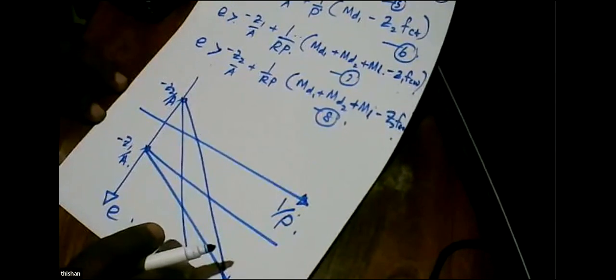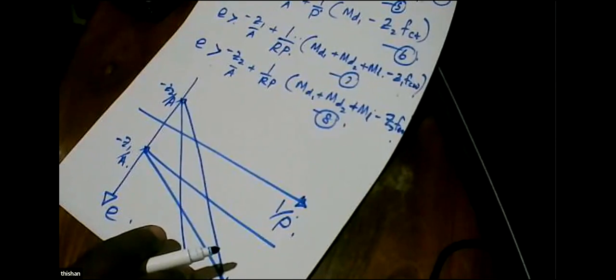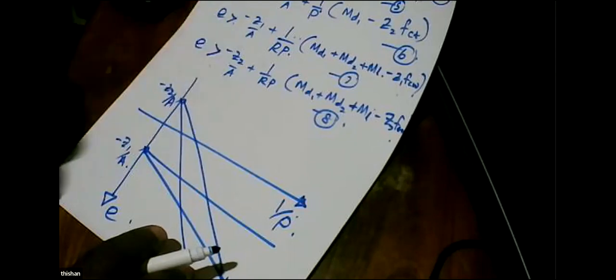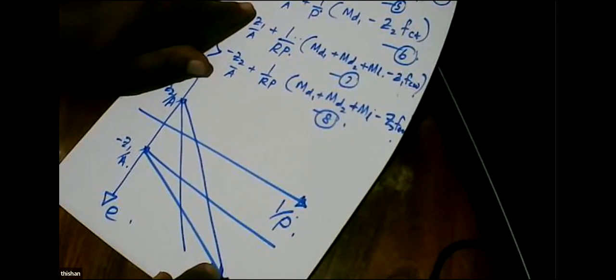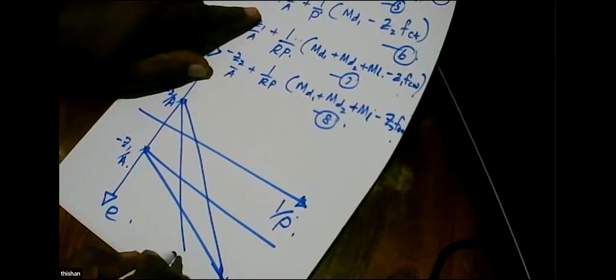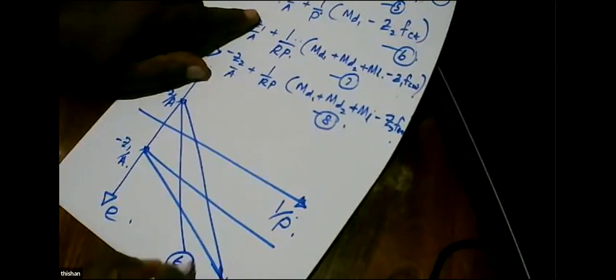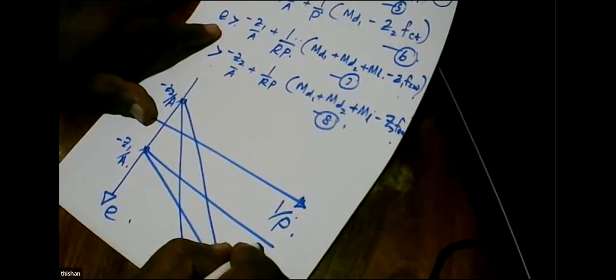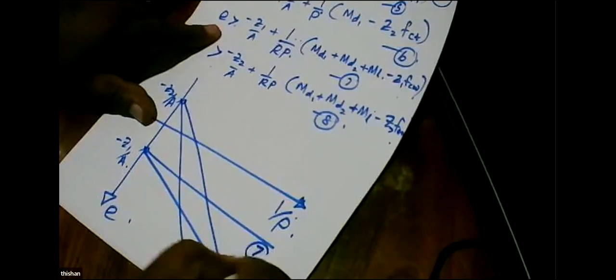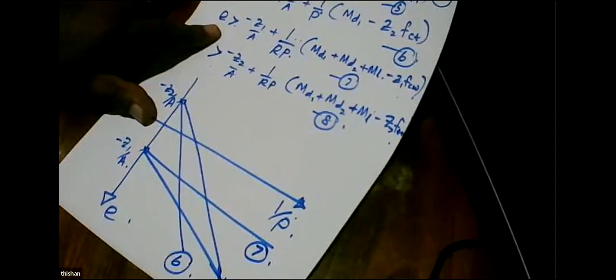And this equation from Z1 says e should be less than. So this is equation number 5. And the second equation says e should be less than. So that means this is equation number 6. And this equation says e should be greater than. So this is equation number 7 and this is equation number 8.